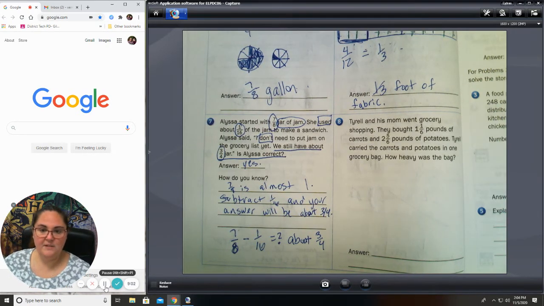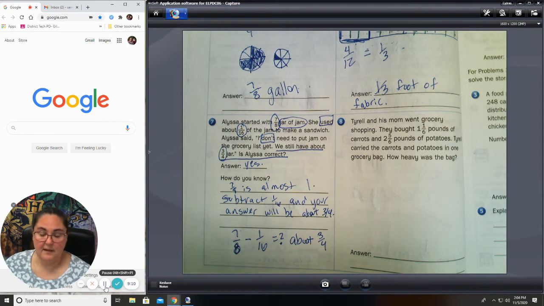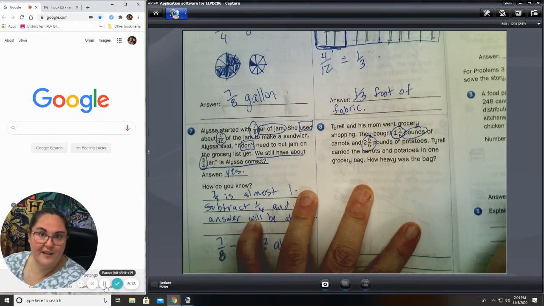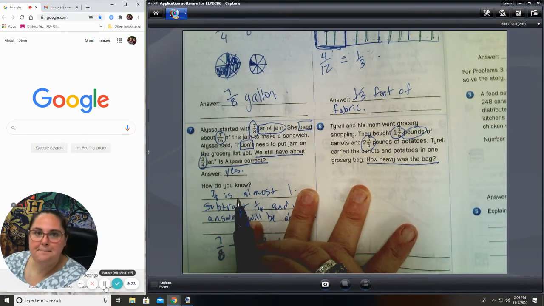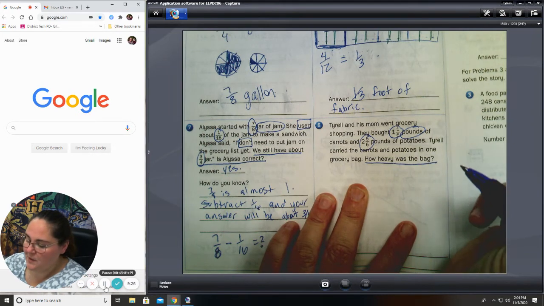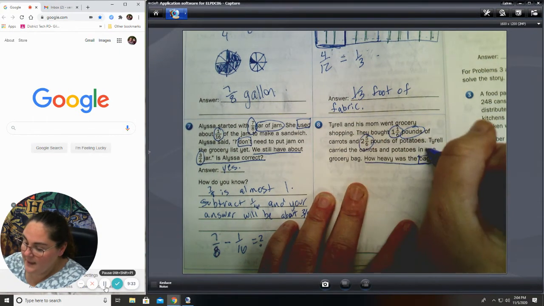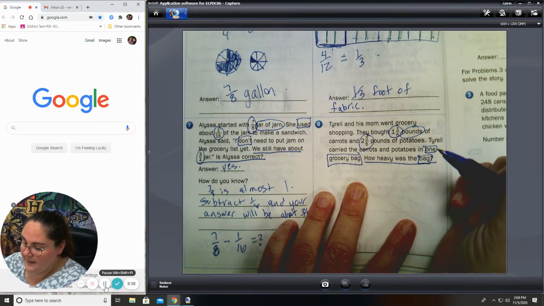All right, Tyrell and his mom went grocery shopping. They bought 1 1/6 pounds of carrots, 2 5/6 pounds of potatoes. Tyrell carried the carrots and potatoes in one grocery bag. How heavy was the bag? Circle important numbers. Don't forget your label. Underline the question. Box in keywords. Okay, it says the whole bag. He put it in one grocery bag. All right.